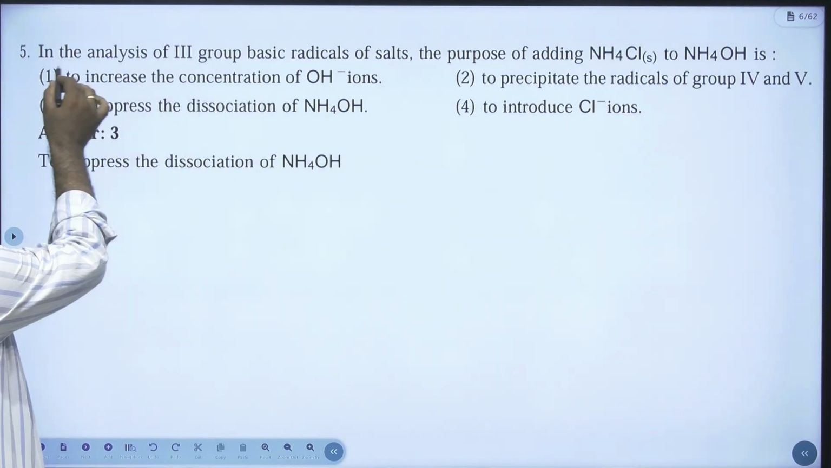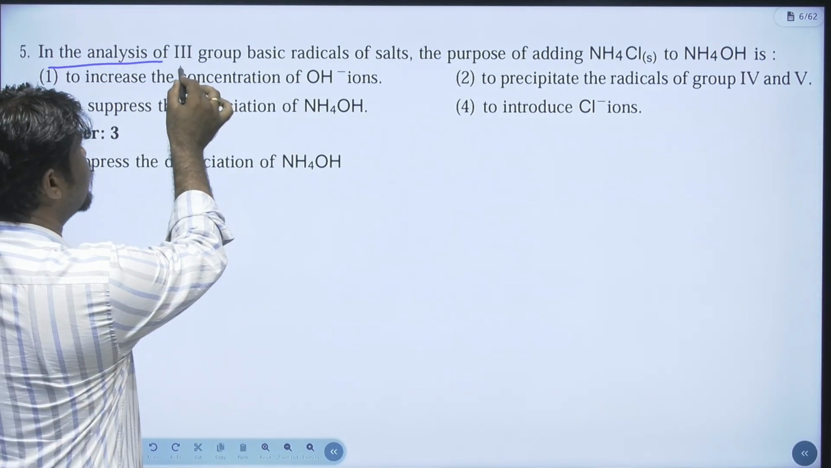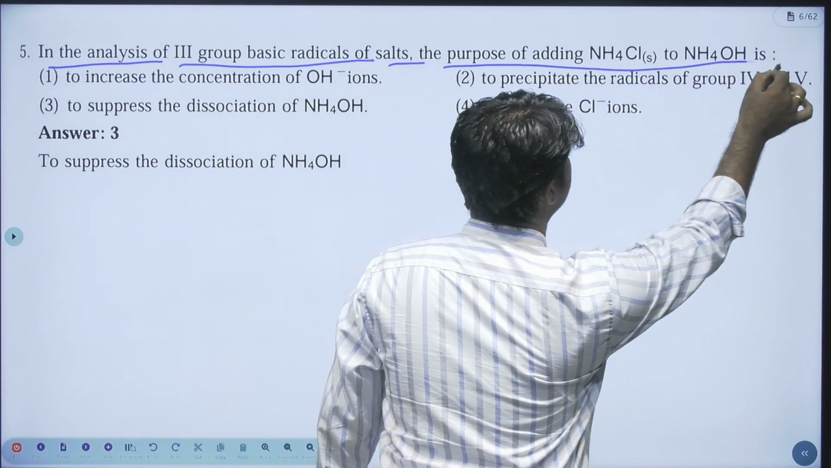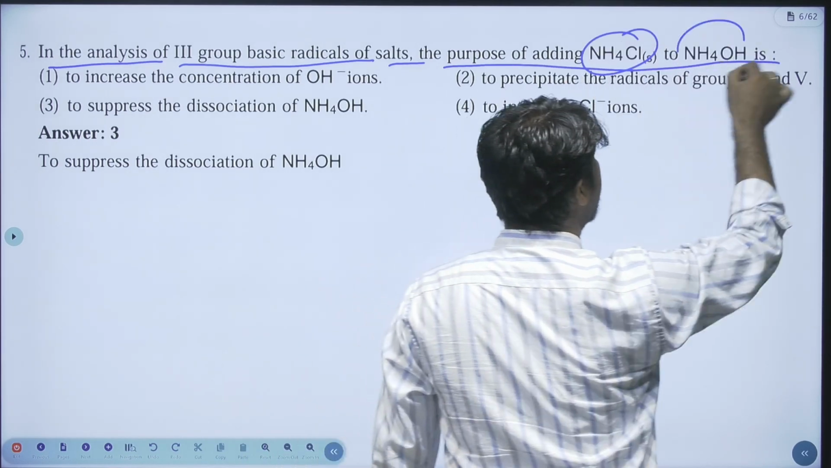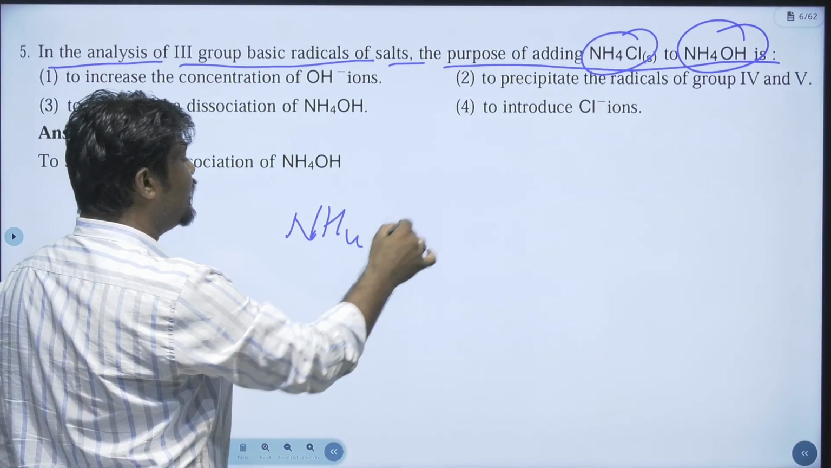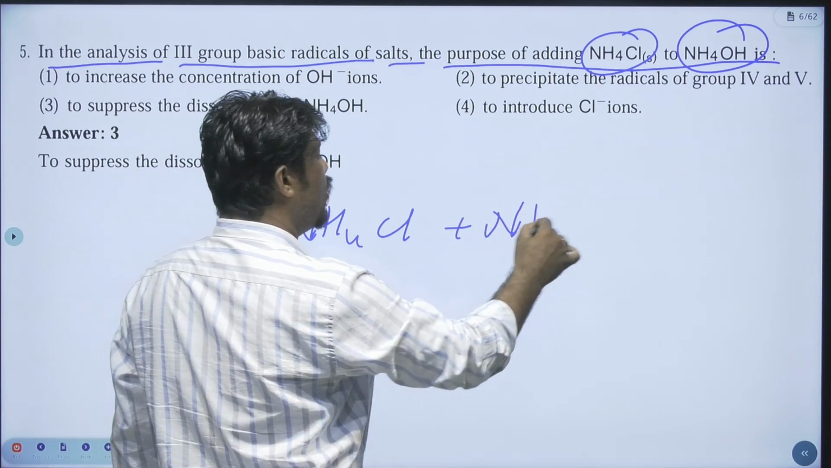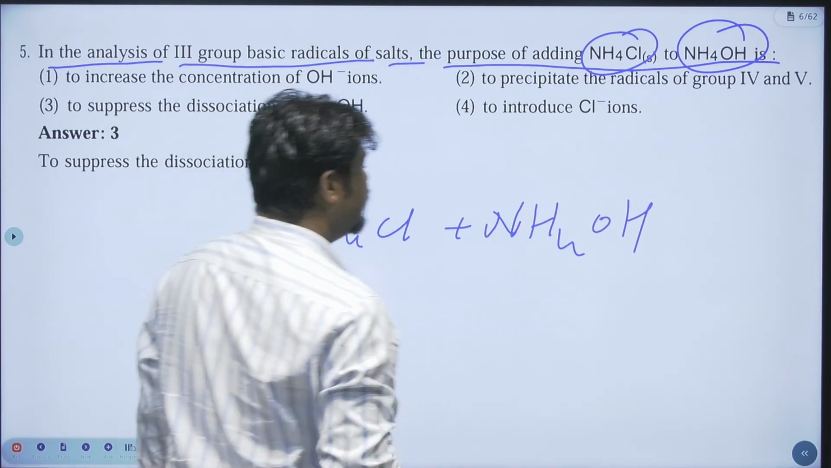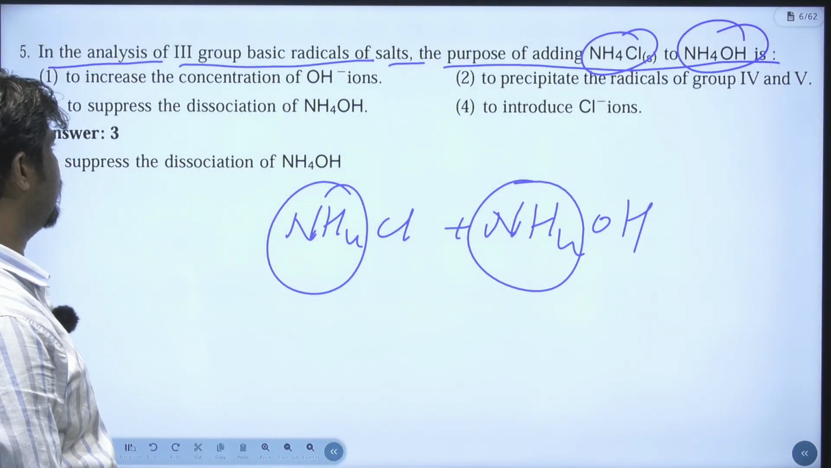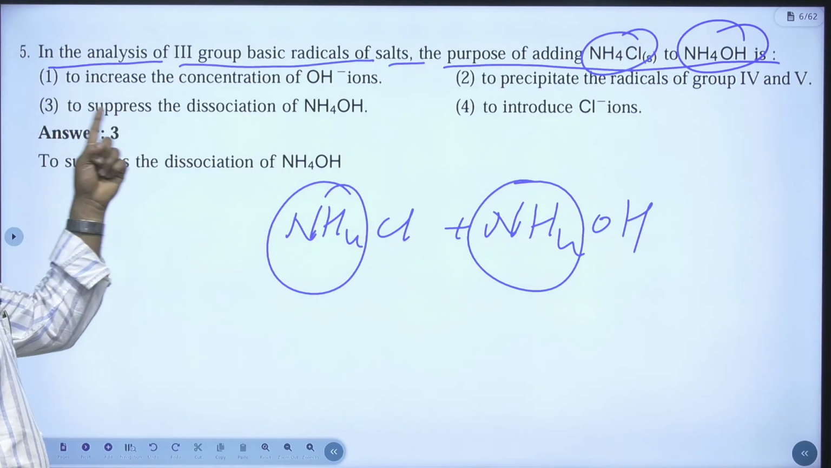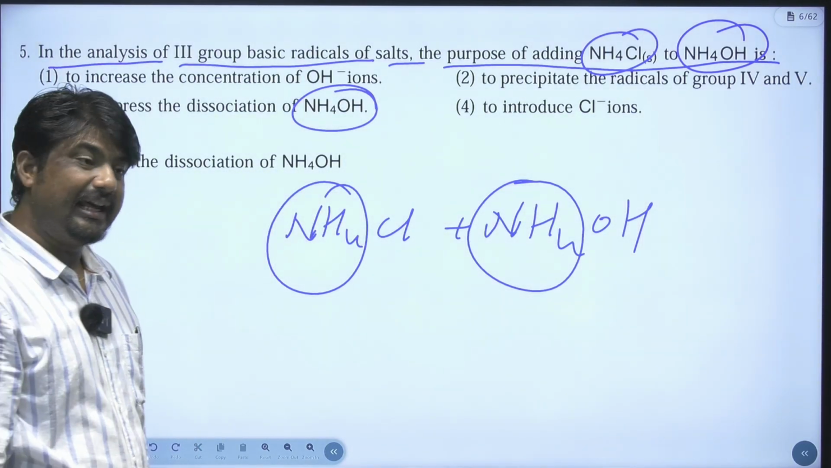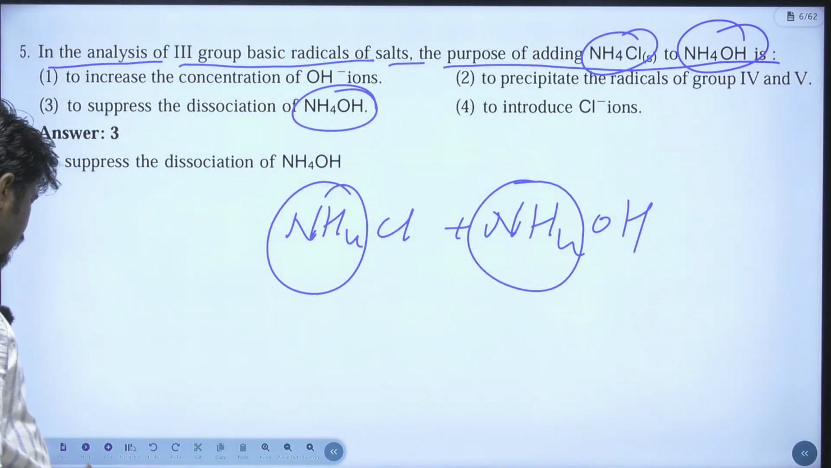Next question. In the analysis of third group basic radicals of salts, what is the purpose of adding ammonium chloride to the ammonium hydroxide? Here ammonium chloride is added to the ammonium hydroxide because of the common ion, that is the ammonium ion. Now the answer is to suppress the dissociation of ammonium hydroxide. That is the right answer. Next, go to the next question.